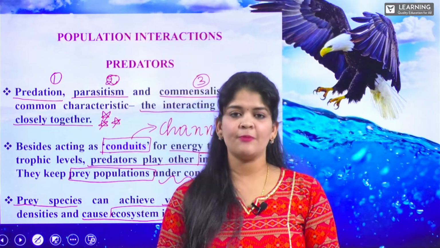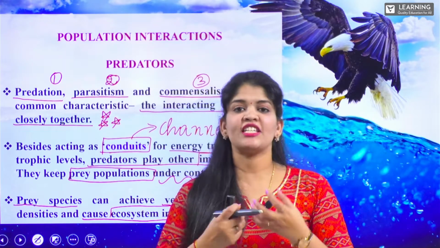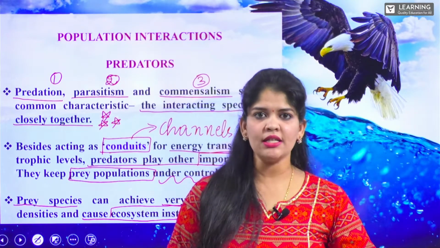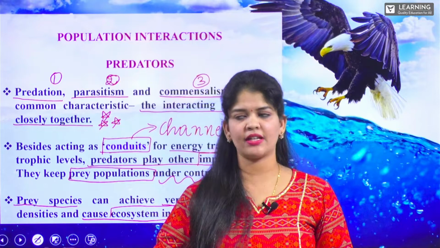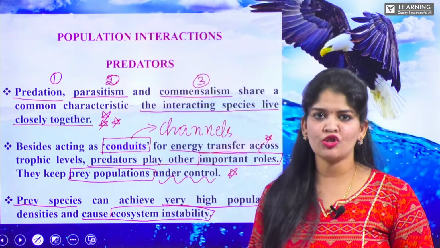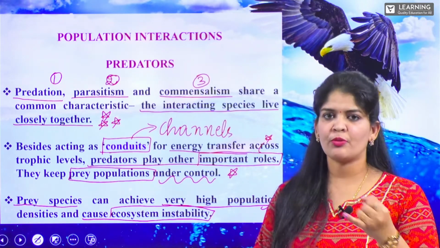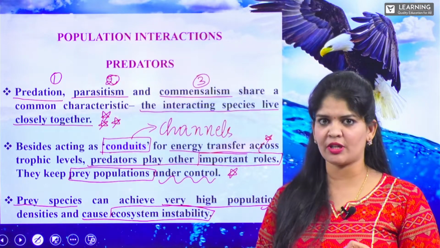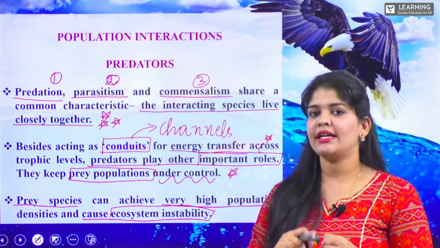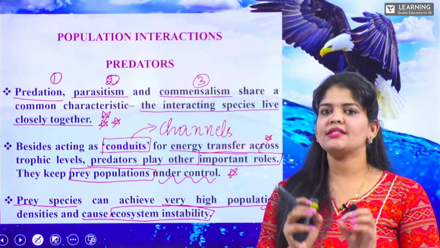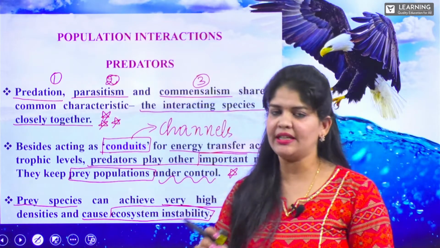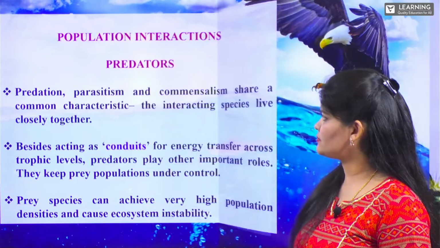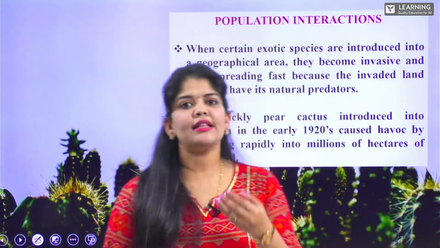That means the predators are acting as channels, conduits for the transfer of energy from one trophic level to another trophic level. They are acting as conduits. And the next important role is that it maintains ecosystem stability.